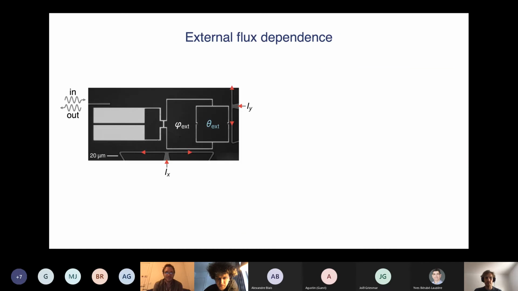All right. The first thing we measured is the external flux dependence, and I'll say a few words about the flux lines. We have IY, which is the vertical one, and IX, which is the horizontal one. When we put a DC current in, it splits symmetrically in both paths. Generally a current in IX will induce a flux in both phi external and theta external because of some crosstalk, and the same goes for IY. We don't expect that IX will directly couple to phi external, but it should be dominant due to just proximity.